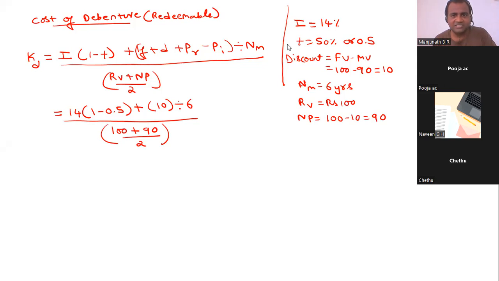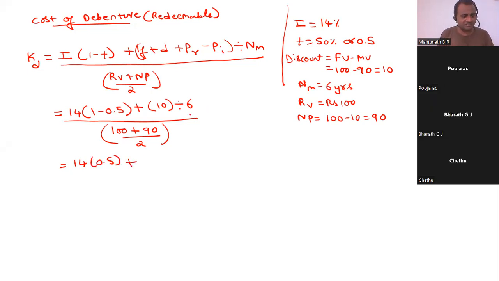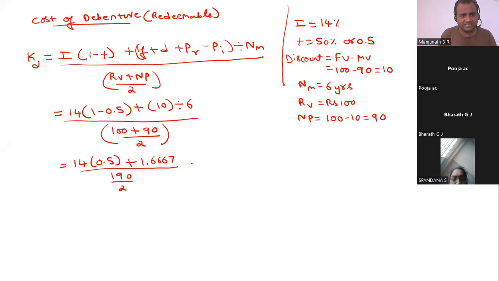Now you can tell me what is the answer you are getting here for the numerator. 14 into 0.5 plus 10 by 6 is how much? 1.6667. Okay, and this is divided by 190 by 2. 80. Very good. 80.